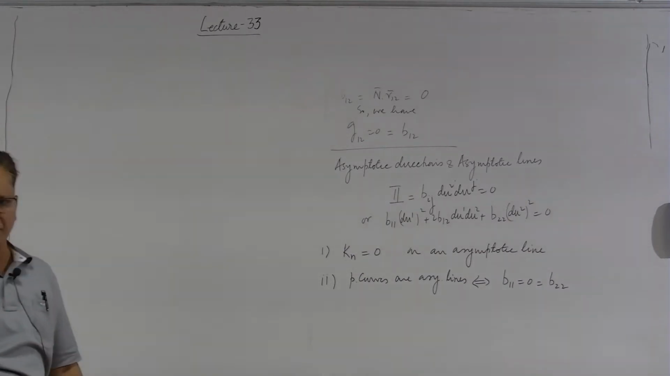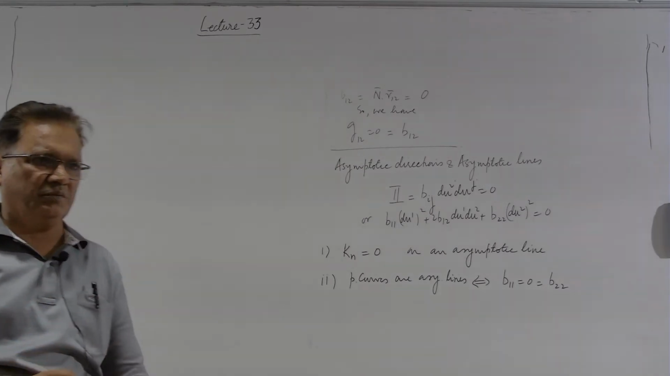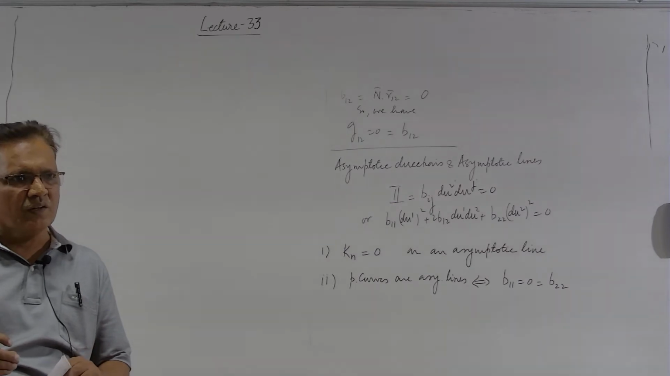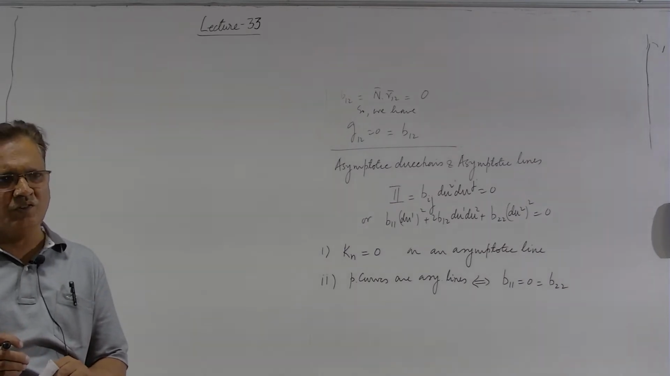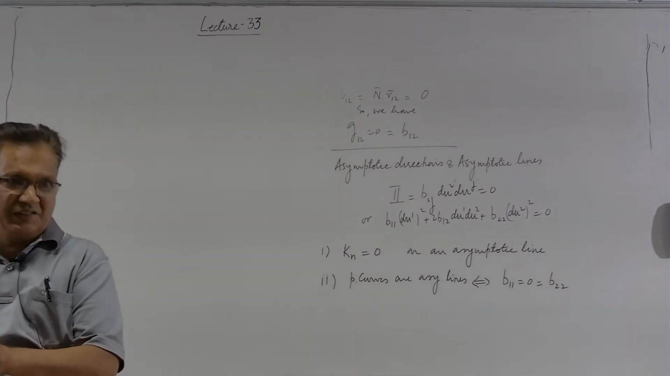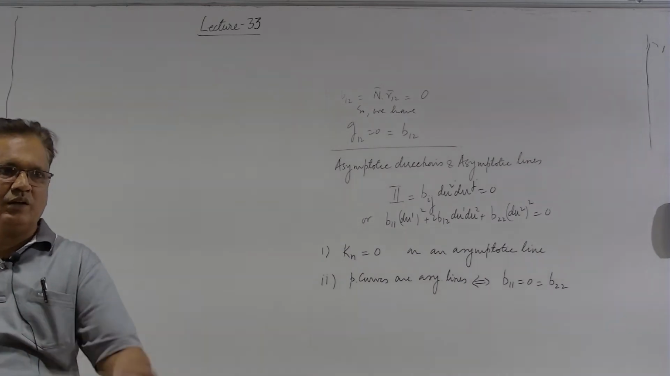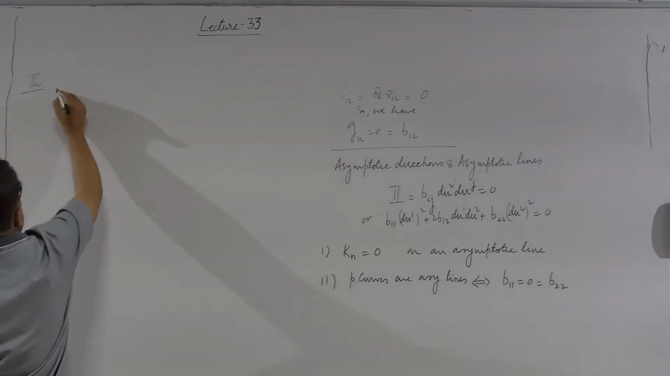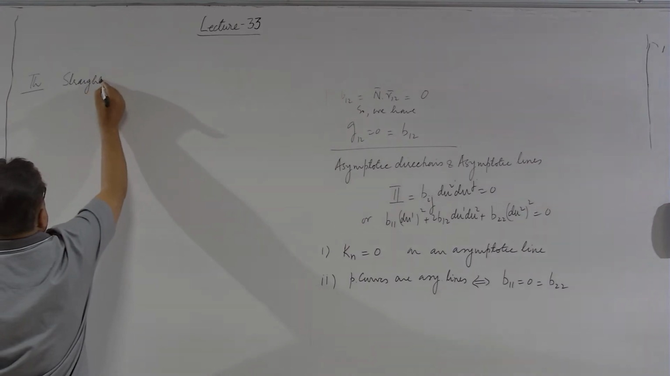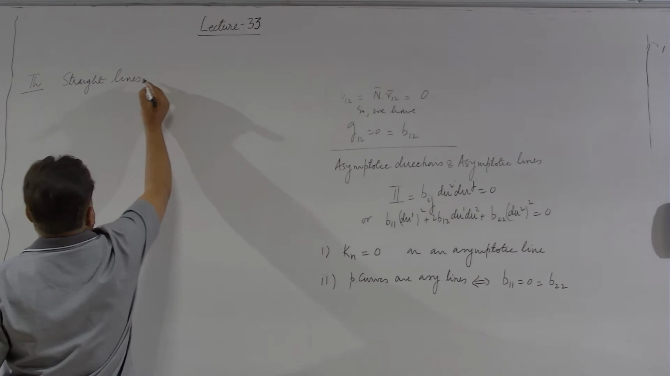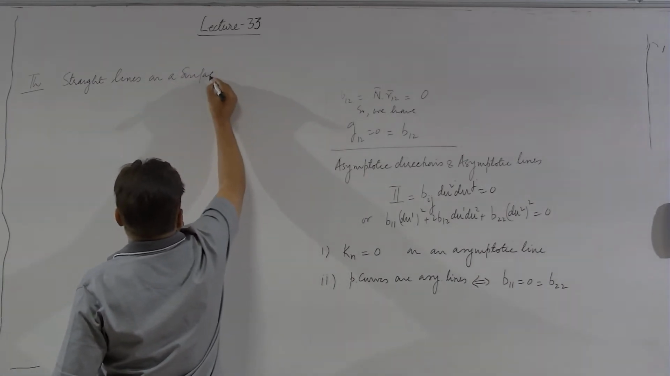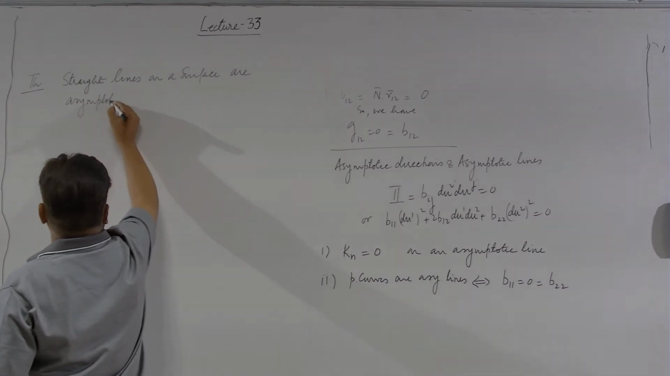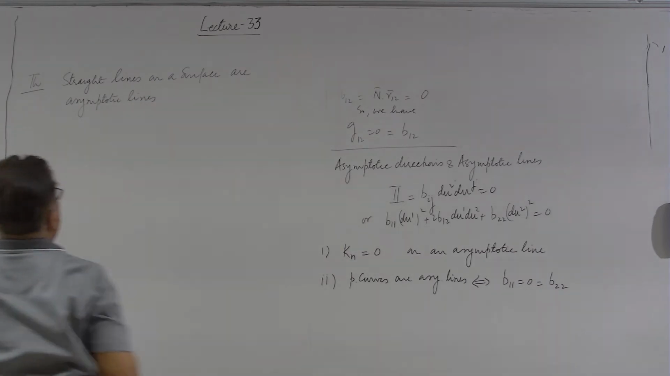Asymptotic lines may be straight lines or something else may happen, but the other way around: suppose you have a surface on which a straight line is drawn, how will you prove whether this straight line is an asymptotic line or not? So, this is an observation, you may call it a theorem. Straight lines on a surface are asymptotic lines. This fact we have to prove.